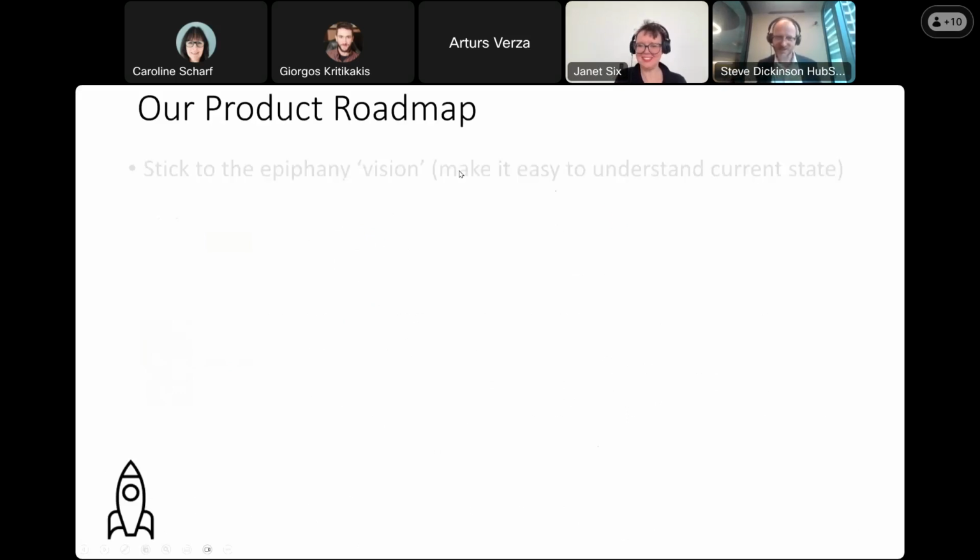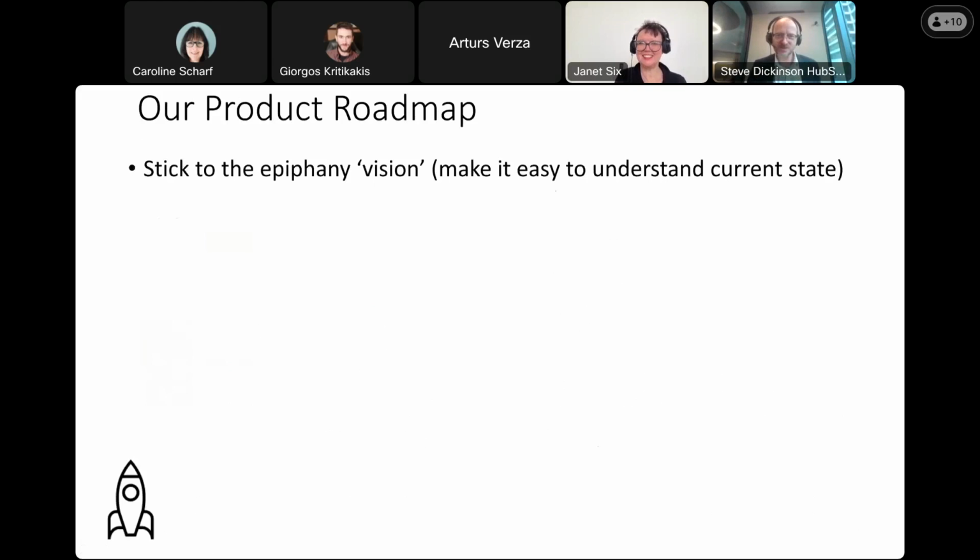It's quite high level. It's effectively doing the same thing. So sticking to the vision of making it easy to understand current state, I think it's good to focus on that.